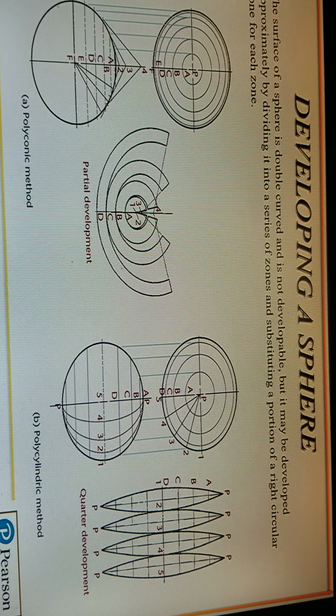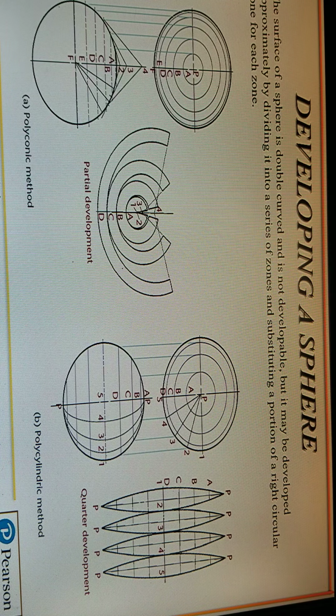Spheres. If you're developing a sphere, the surface of the sphere is double curved and is not developable, but it may be developed approximately by dividing it into a series of zones and substituting a portion of a right circular cone for each zone. This looks like a lot of the world maps that you see drawn in books and other publications.